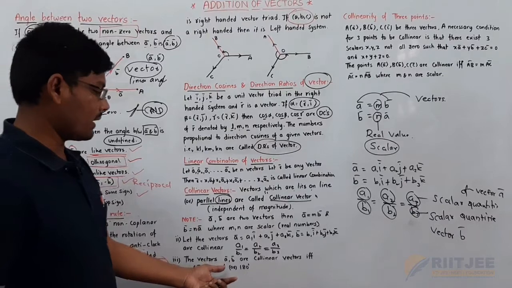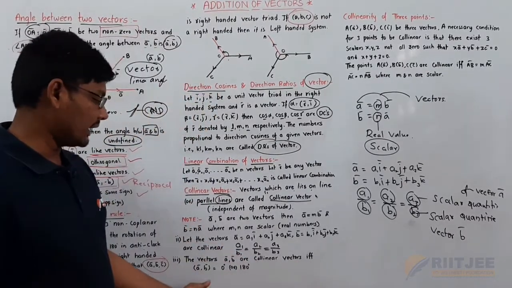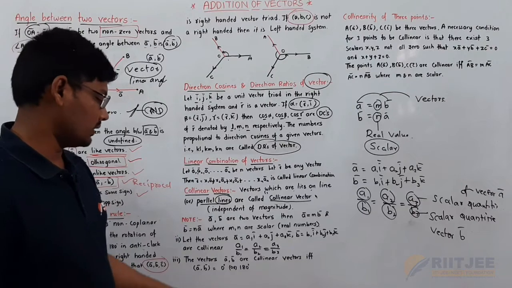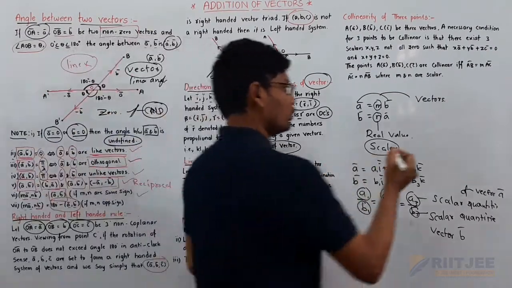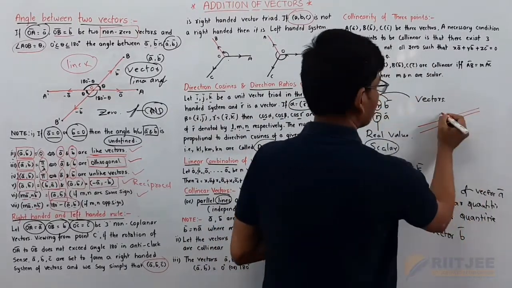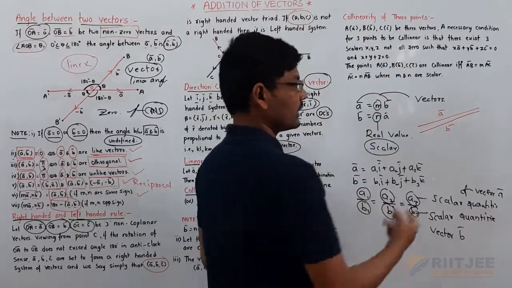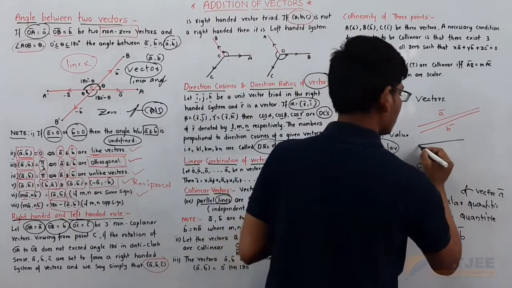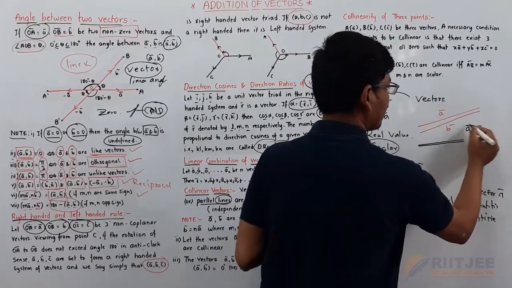The vectors a bar, b bar are collinear vectors if and only if the angle between these two vectors is 0 degrees or 180 degrees. If the two vectors, this is one vector and this is one vector, this is a bar and this is b bar, the angle between these two vectors is denoted by a bar, b bar.